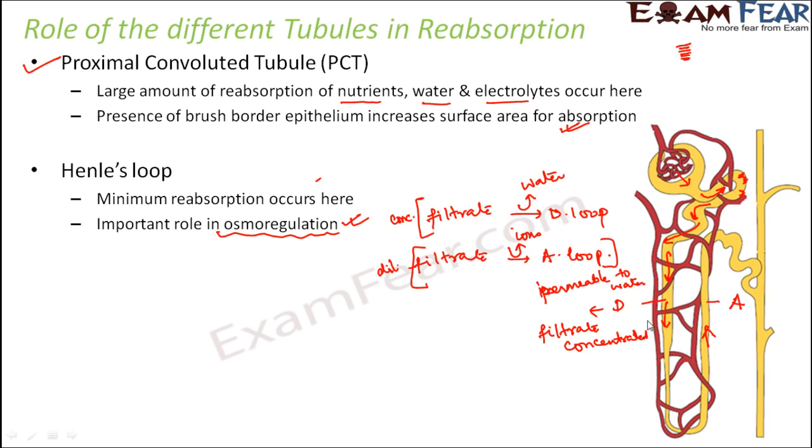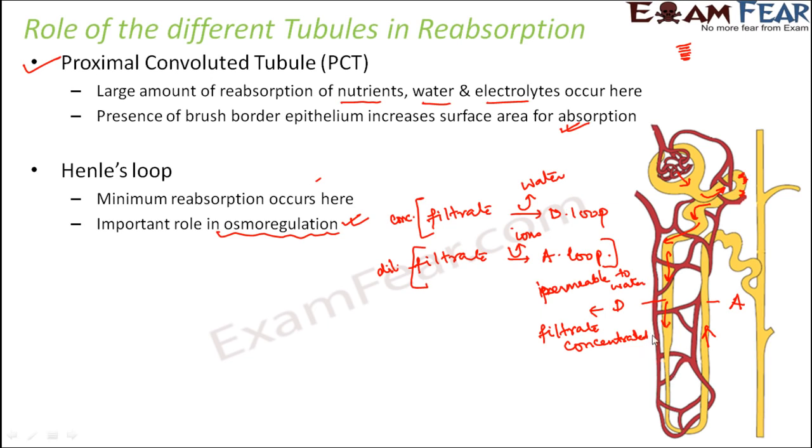So there is no major reabsorption here. However, they play a very important role in osmoregulation. We will also talk about this Henle's loop when we talk about the counter current mechanism. That is what motivates this movement of water and ions in the Henle's loop. What creates that gradient to cause this movement of water and the ions in the ascending and descending limb of Henle's loop? That we will take up in a separate topic a little later. So for now, just understand that from the PCT, where maximum reabsorption has happened, the filtrate comes to the Henle's loop where water and ionic balance is maintained.